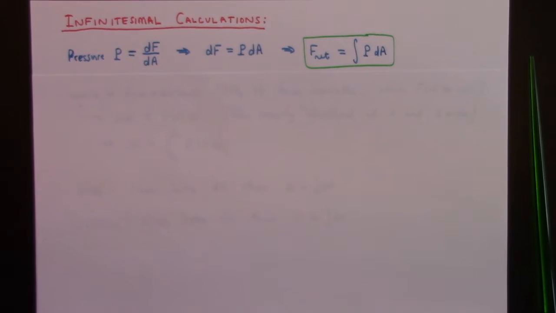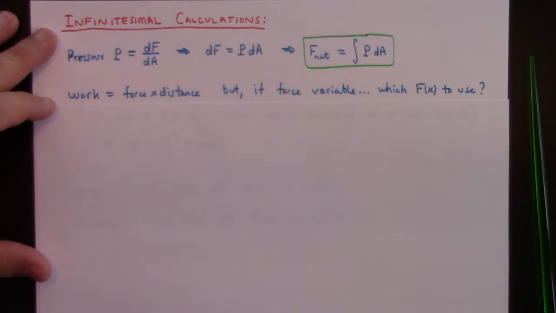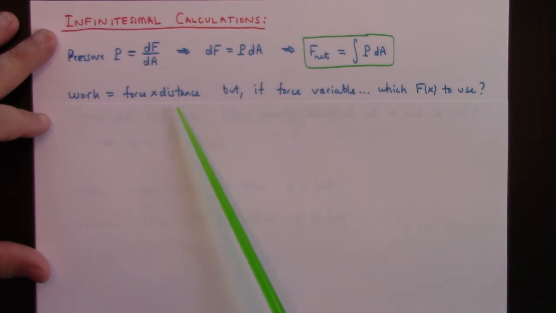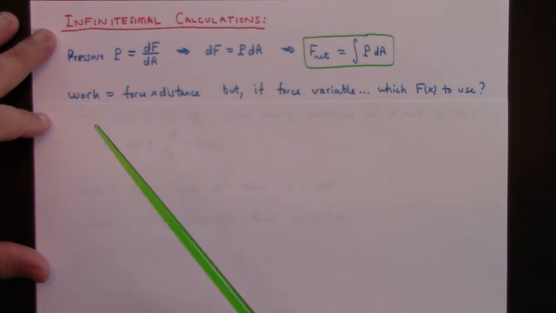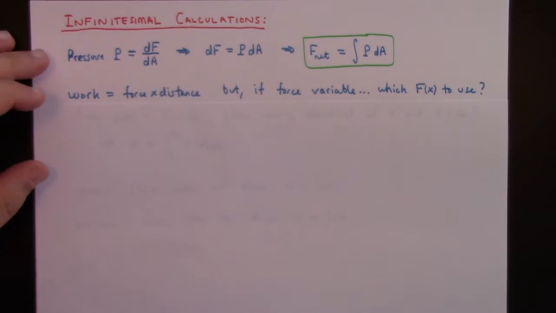There are so many. I'm just listing a few, but work is force times distance, right? We learned that in middle school, perhaps. But if you think about it, what about a spring force, where the force is variable? It's harder to stretch the spring the further it stretches out. So if you stretch a spring over 3 inches, should you use the force at the start, which was 0, or the force at the end, which is largest? Which force do you use to calculate the work done?